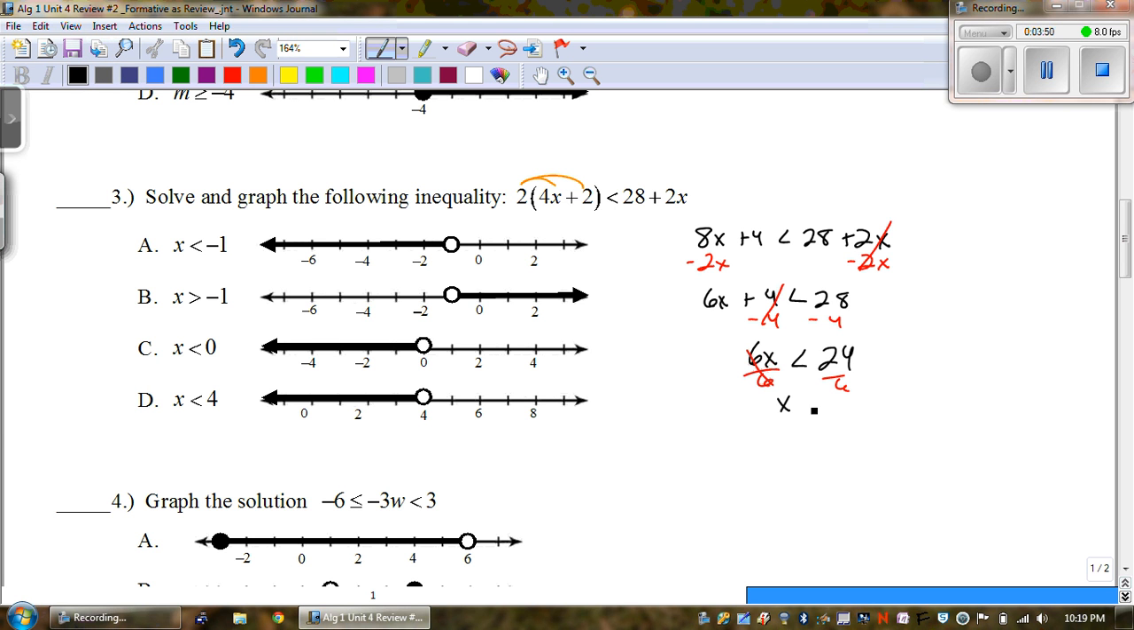And we get x is less than 4. Okay, so when you're graphing x is less than 4, you're looking for an open circle, starting at 4 and shading to the left. And the only one that meets all of those criteria is D.